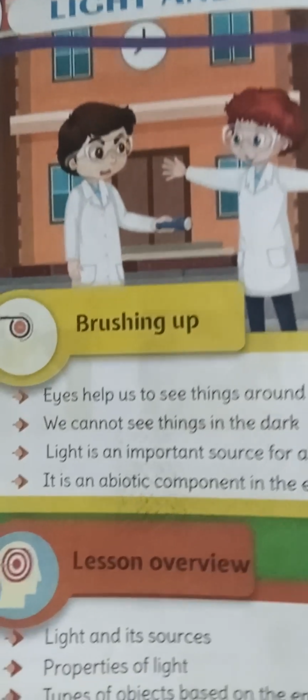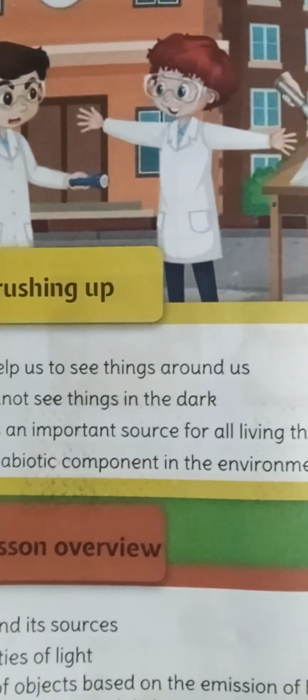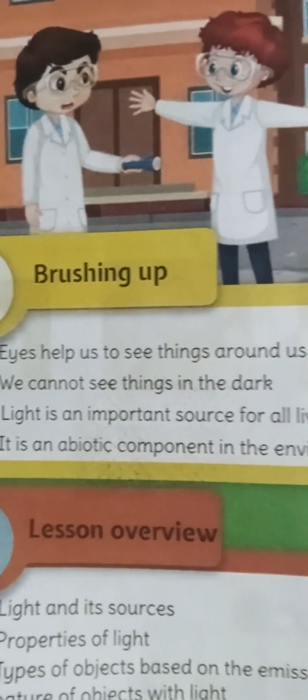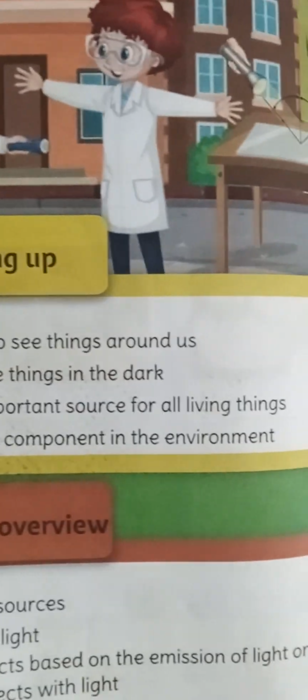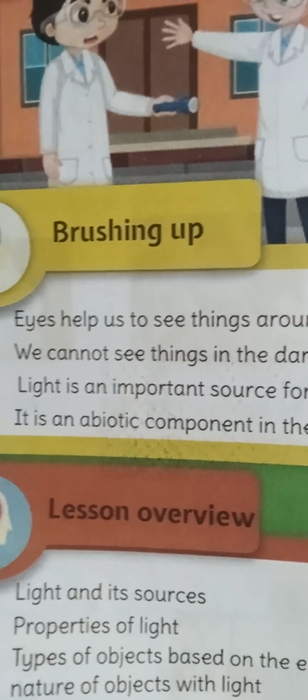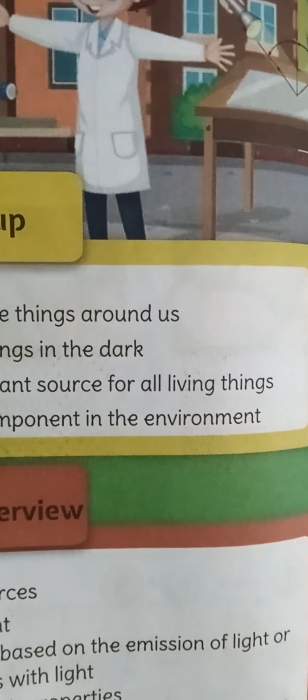Light and shadow, brushing up. Eyes help us to see things around us. We cannot see things in the dark. Light is an important source for all living things. It is an abiotic component in the environment.